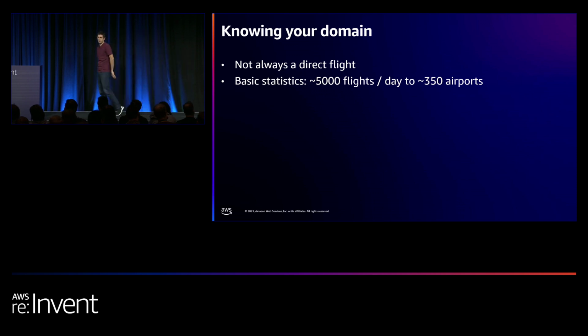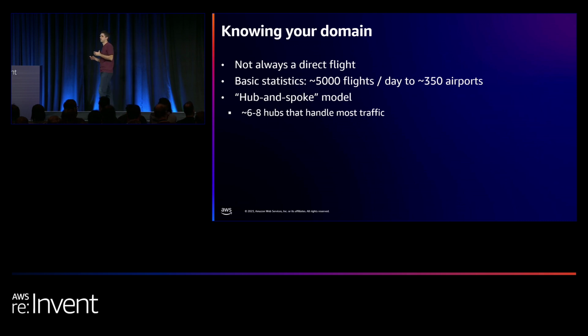And now you're thinking, oh man, what do I need? Do I need a graph database? Do I need something super fancy like that? Well, knowing your domain, most airlines have this hub and spoke type model where maybe they go to 350 airports, but 6 to 8 of them are handling most of that traffic. That's what most of the stuff is getting routed through, right? So that's the domain we're working with for this particular airline.